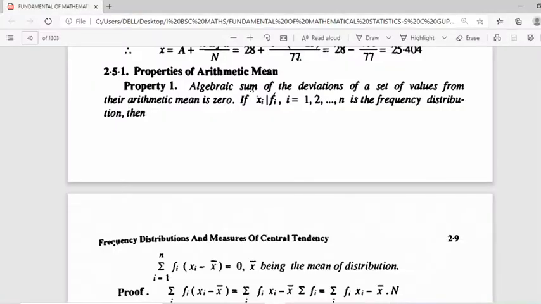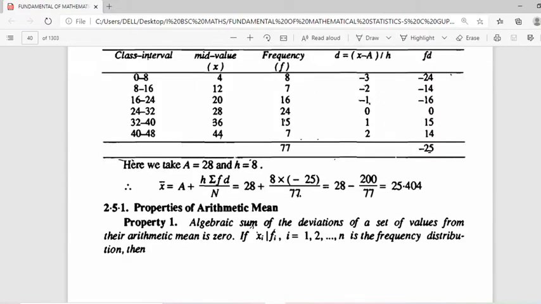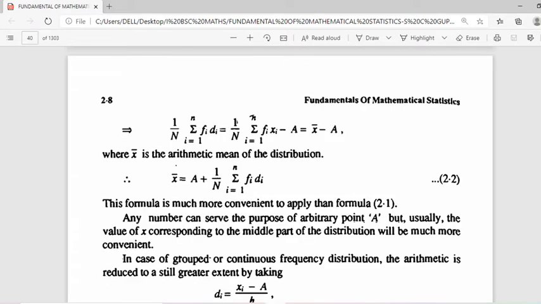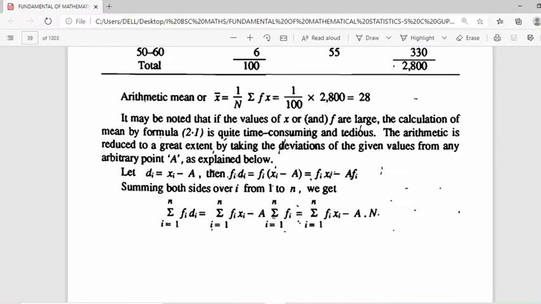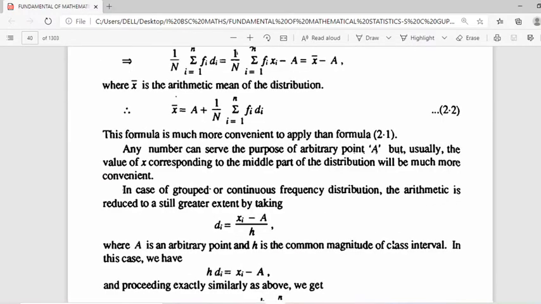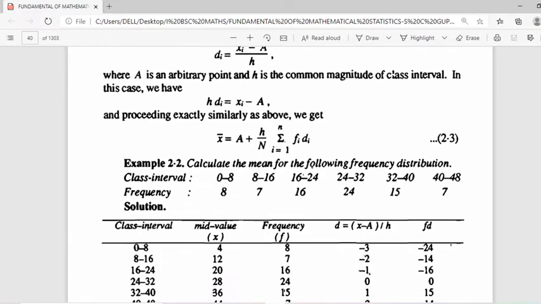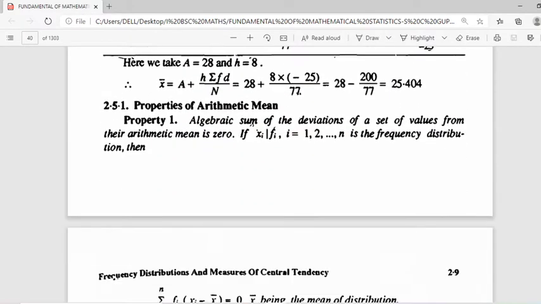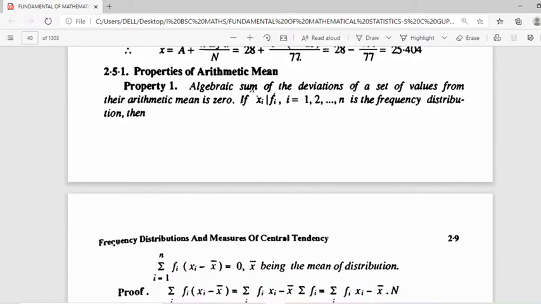Dear students, today we are discussing the properties of arithmetic mean. We have discussed the definition of arithmetic mean and we have considered some problems. So I think you got the idea of how to find the arithmetic mean of raw data and class frequency data. Today we are discussing two properties that are very important.